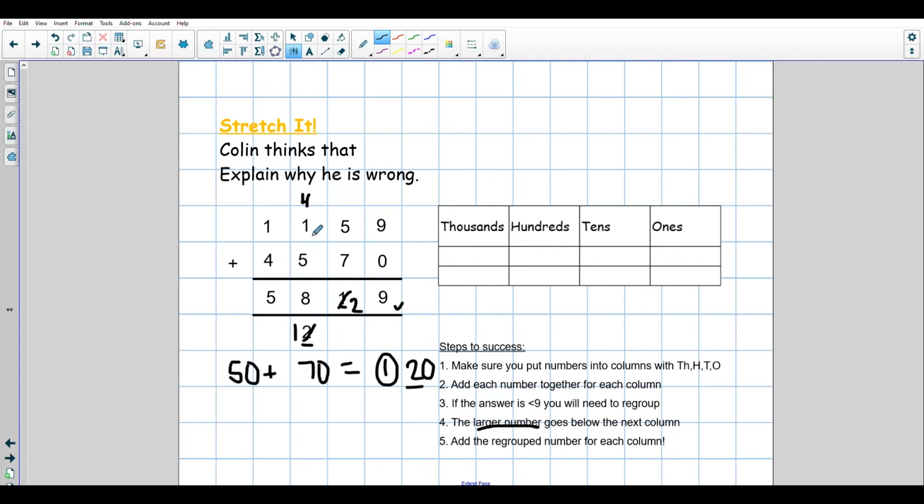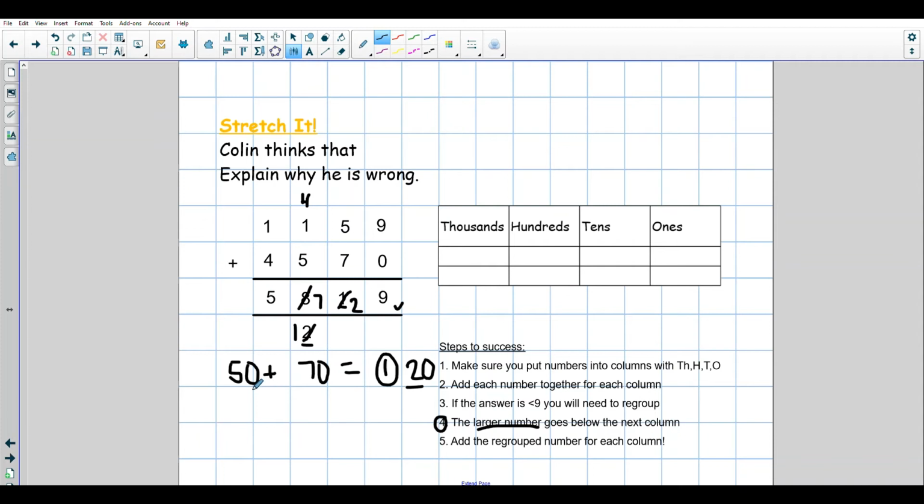Let's see what happens next then. 1 plus 5, 6. Oh, add 1, 7. 1 plus 4 is 5. So he's not too far off. He's just made a silly mistake when he's come to step 4 of the steps to success. He's put the larger digit and not the larger number. He's regrouped in the wrong place.